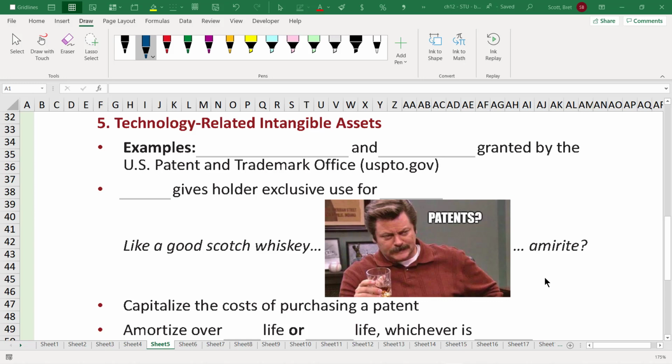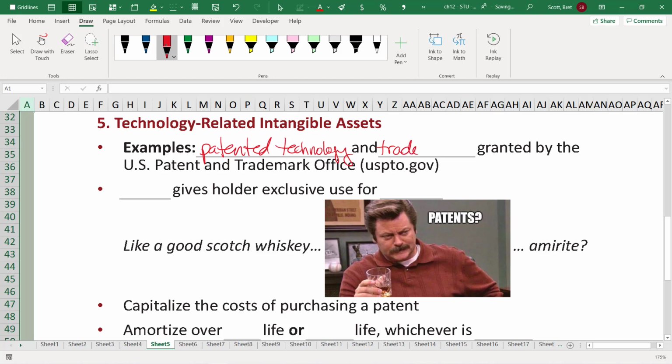Okay, so when you have a better way of doing things, or you have invented something that you might find you can sell, or there's going to be some sort of use for it out in the real world, you're going to want to file for a patent. So patented technology and trade secrets. Hush, loose lips sink ships. Granted by the U.S. Patent and Trademark Office. Okay, if you want to look up what the different types of patents are, you can go to the government website.